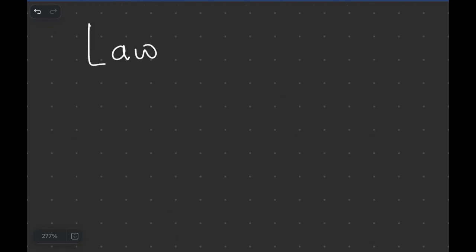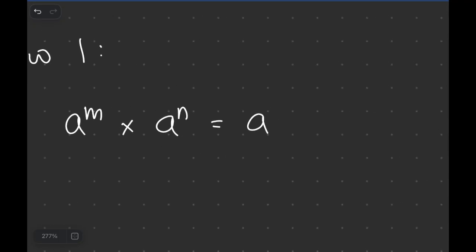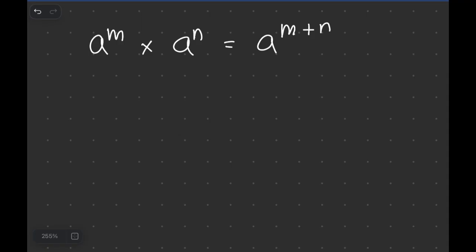Law 1. Law 1 states a to the m times a to the n is equal to a to the m plus n. Now, this basically states that if you're multiplying two numbers with the same base, it will result in the same base to the power of the exponents added together.